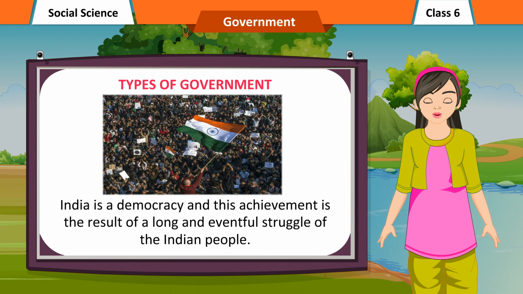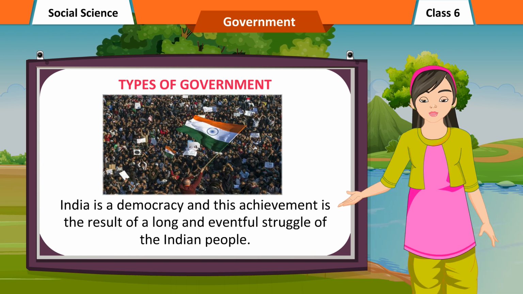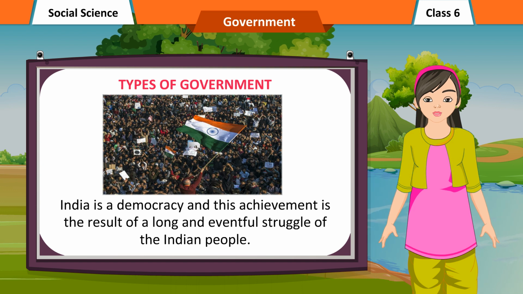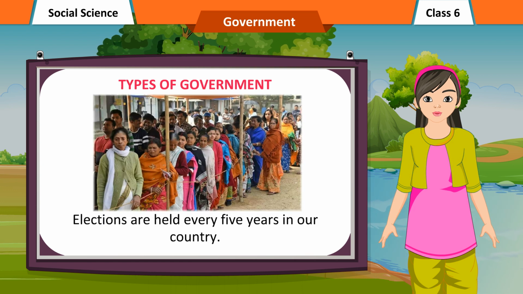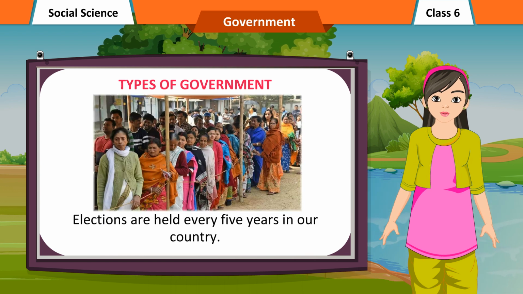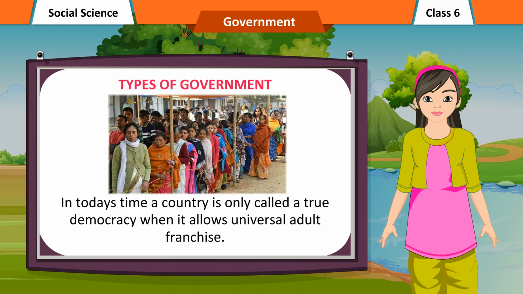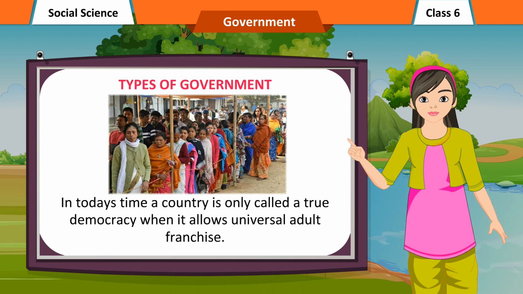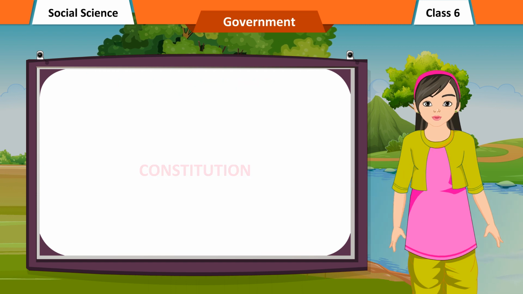India is a democracy, and this achievement is the result of a long and eventful struggle of the Indian people. Elections are held every 5 years in our country. In today's time, a country is only called a true democracy when it allows universal adult franchise.